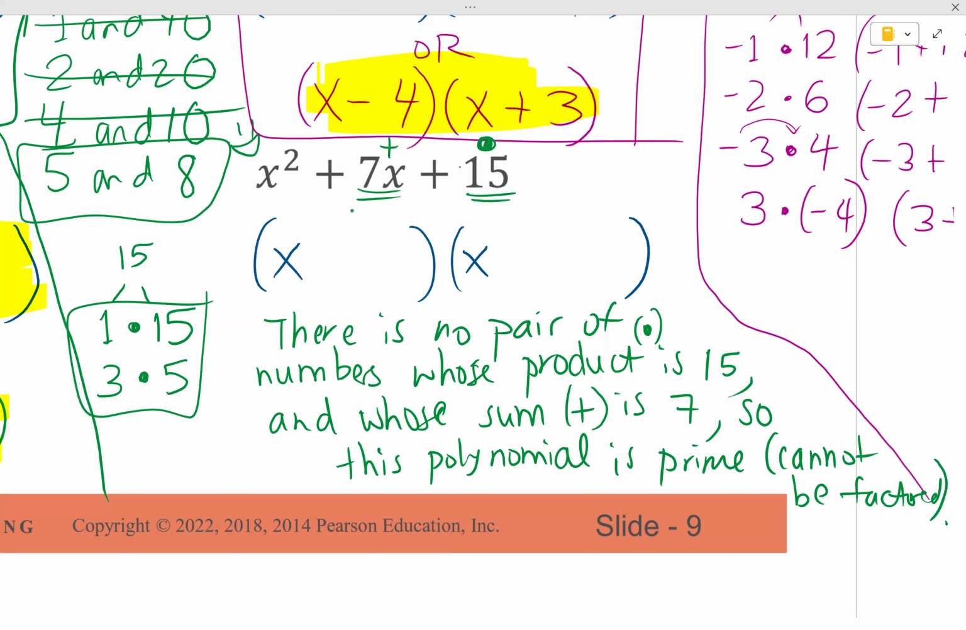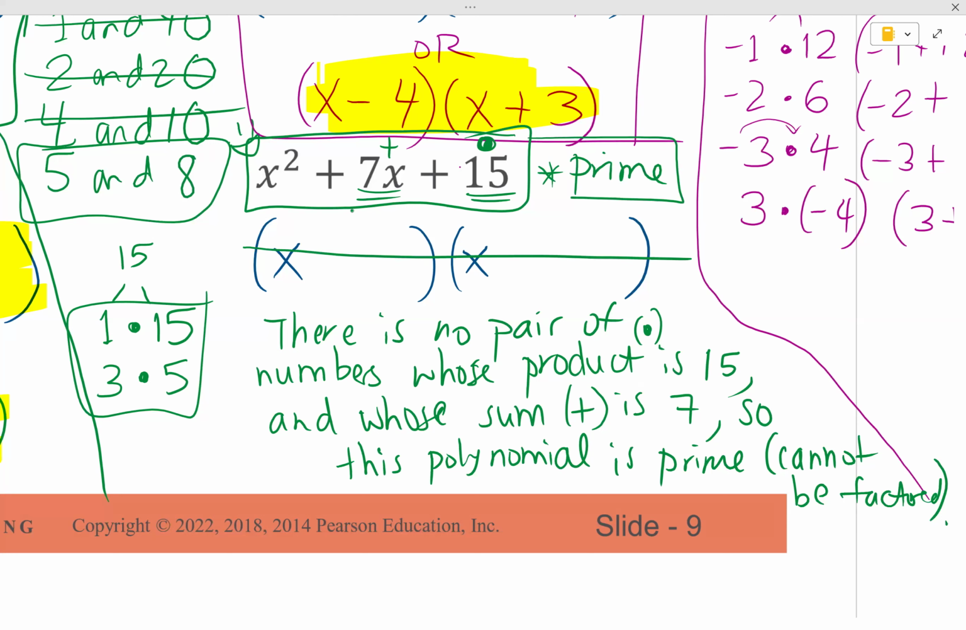We haven't seen that yet, but there are sometimes where you see a polynomial like this one. It's a trinomial. Okay, I know what technique to use. Boom, and I try to do it. Doesn't work. That means it's prime. You cannot factor it. You won't see that too often, but I wanted to throw one of those in there.